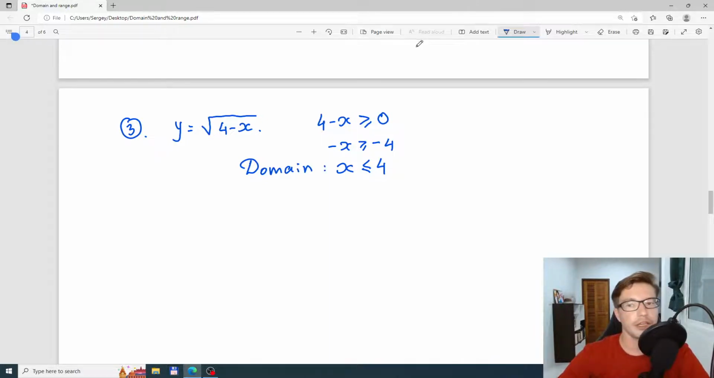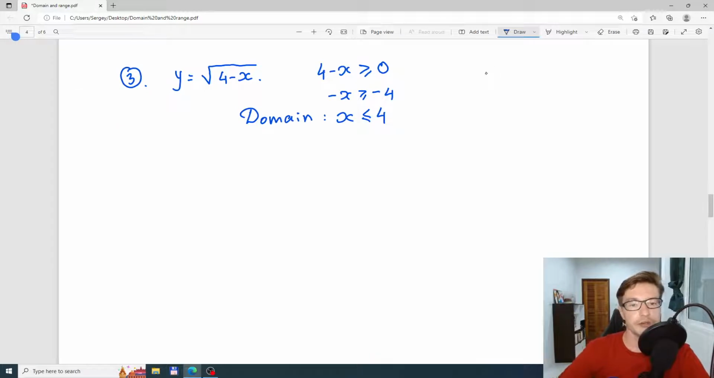What about the range? Again, we have to sketch the function. Right, our input values are less or equal than 4. Let's draw number 4 on the x-axis. And let's substitute some numbers smaller than 4. Let's say 3. 4 minus 3 is going to be 1. Square root of 1 is 1. Let's substitute 0. Square root of 4 is going to be 2. And so on and so forth.